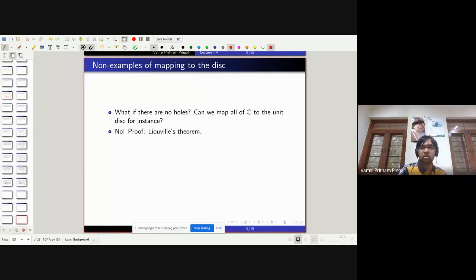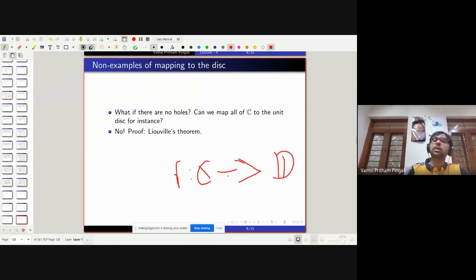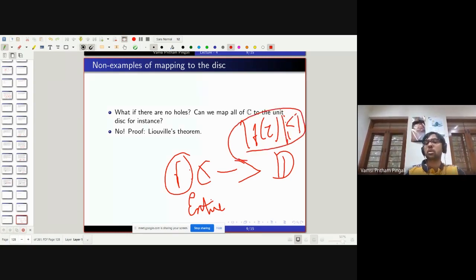Because suppose you can map all of C to the unit disk by means of a conformal map. In particular, this is a holomorphic function, so it's an entire function, and its domain and its image surely satisfy this, and a bounded entire holomorphic function is a constant, but we said it's a conformal map, so it's one-to-one. So that's the problem. It's non-constant.